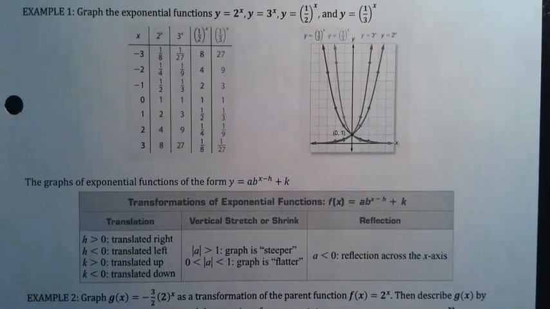So example 1 says graph the exponential functions: y equals 2 to the power of x, y equals 3 to the power of x, y equals 1/2 to the power of x, and y equals 1/3 to the power of x. So like we talked about, let's look at that parent function, y equals b to the power of x. It's an increasing function when b is greater than 1.